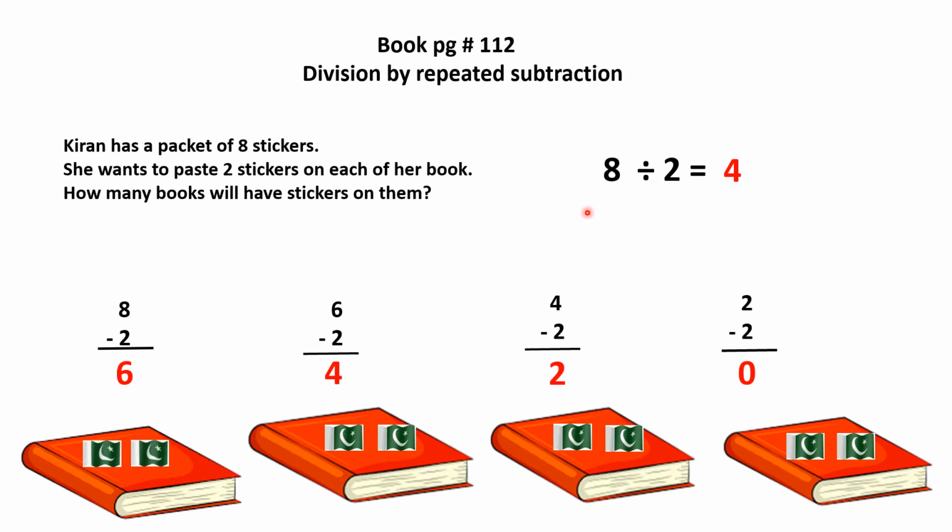Okay, there is a clue for you. Easy way to find the answer: this is the total number of stickers, and you are dividing 2 stickers. Read the table of 2 to where 8 comes. 2 ones are 2, 2 twos are 4, 2 threes are 6, 2 fours are 8. So stop here. The answer is 4. Number 8 in the table of 2 comes at the 4th place. So 2 fours are 8. So it means our answer is correct.